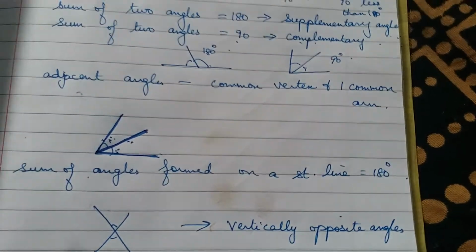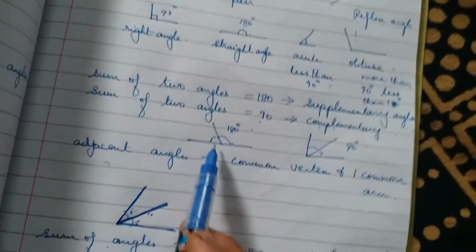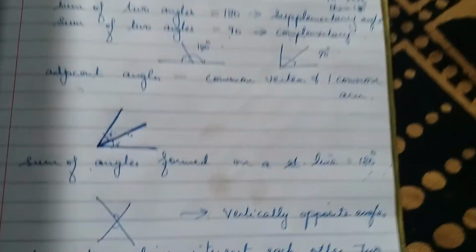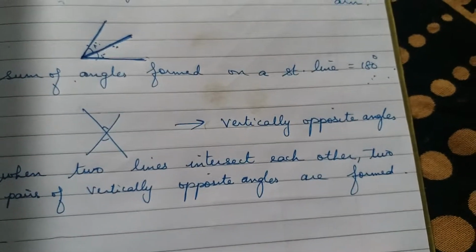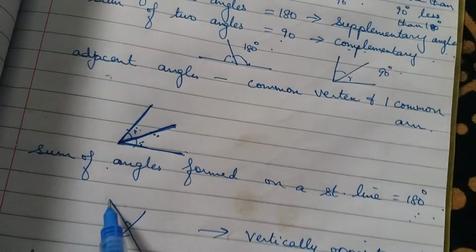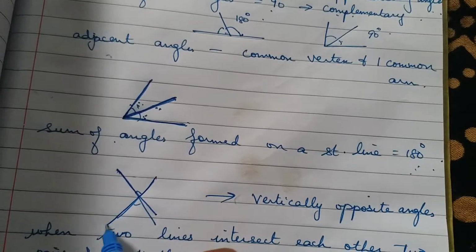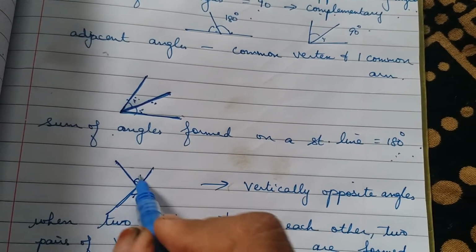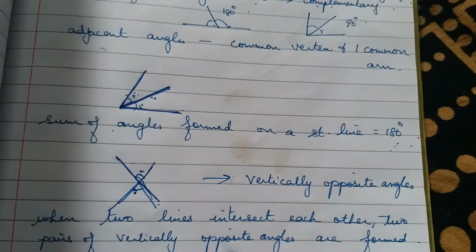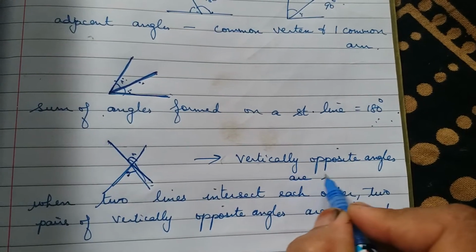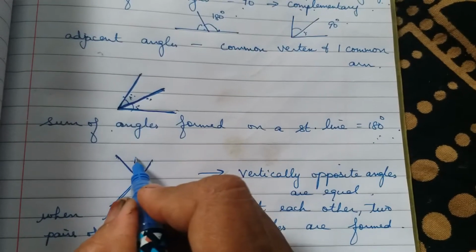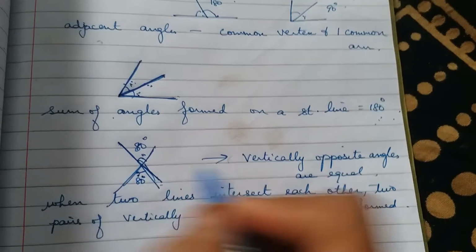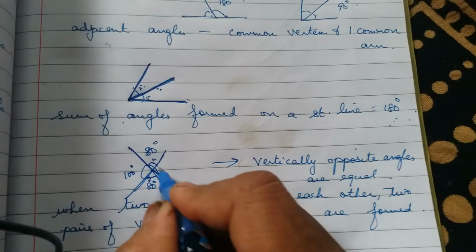The sum of the angles formed on a straight line is equal to 180 degrees. That's what we saw here. The sum of the two angles is equal to 180 degrees. Then when two lines intersect each other, two pairs of vertically opposite angles are formed. So here you see this is one line, this is another line. Both the lines are intersecting each other, so there are two pairs of vertically opposite angles. These two are vertically opposite angles, and these two are equal. So you must know vertically opposite angles are equal. If this is 80 degrees, this will also be 80 degrees. If this is 100 degrees, this is also 100 degrees.